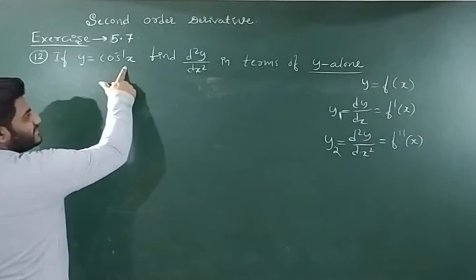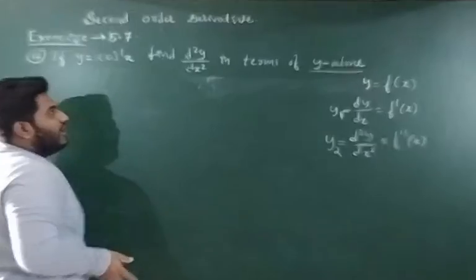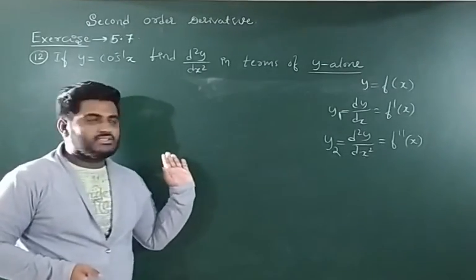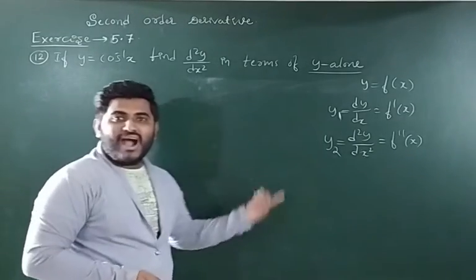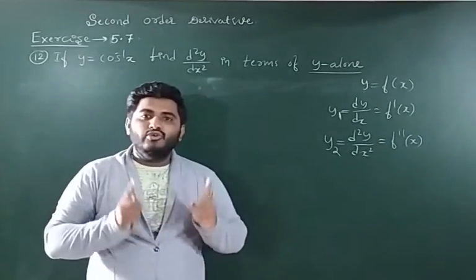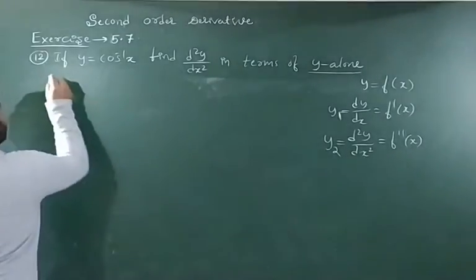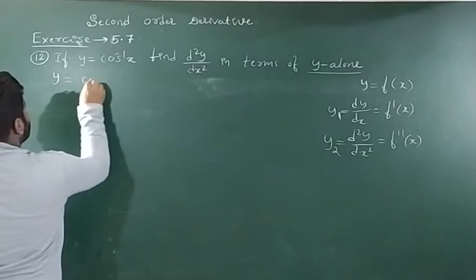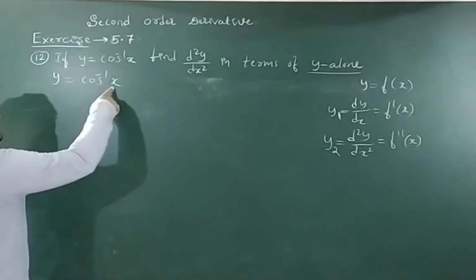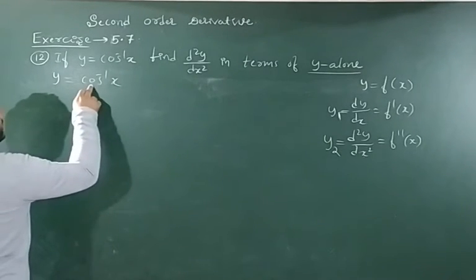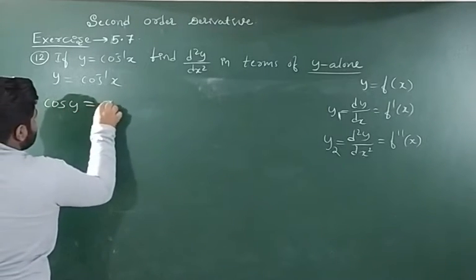If y is equal to cos inverse x, find d square y by dx square in terms of y alone. That means if some function y is given, find d square y by dx square in terms of y alone. Y alone means in the answer you should get only y terms, not x. So let us take whatever is given. Y equal to cos inverse x. To find y alone we have to eliminate x. So take this cos inverse x this side. Whenever this cos inverse x comes this side, it becomes cos y is equal to x.